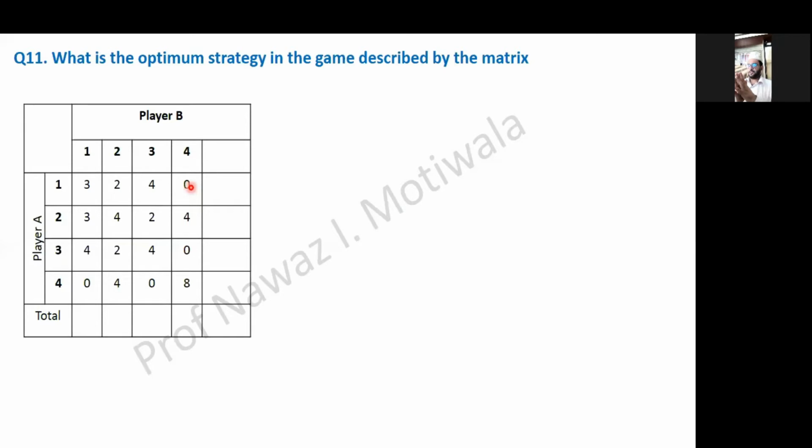So first you have to go by the saddle point criteria, and then we have to see if saddle point does not exist, then we have to reduce it into 2 by 2 matrix so that we can apply either formula method or odd match method. But here let us say I am giving you the question only. What is the optimum strategy in the game described by the matrix by method of dominance? Just to skip one step of finding out the saddle point, I am changing my question that we have to find out this optimum strategy by method of dominance. So let us start with it.